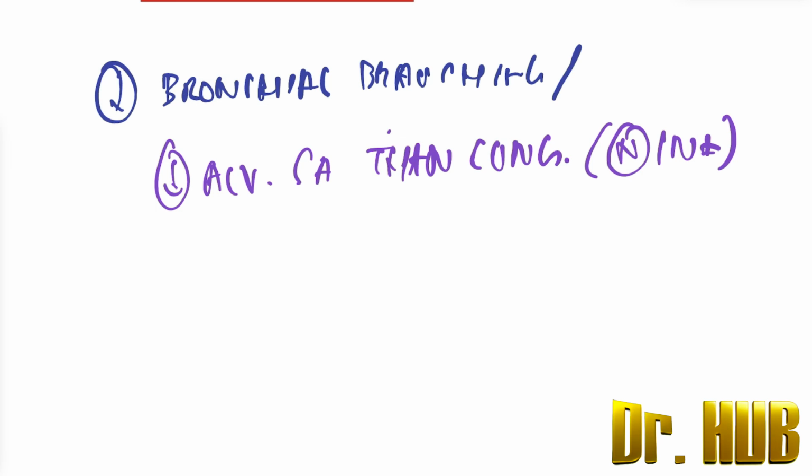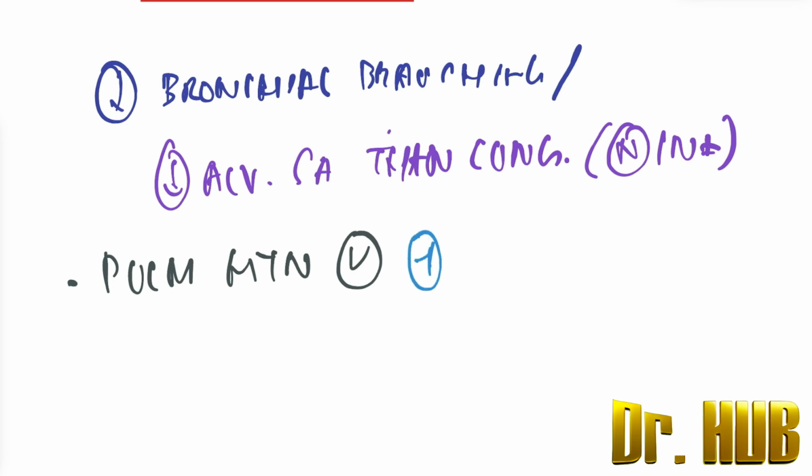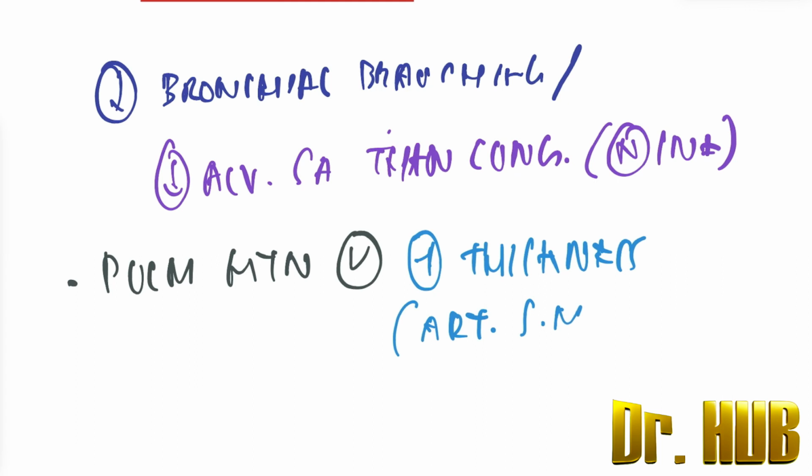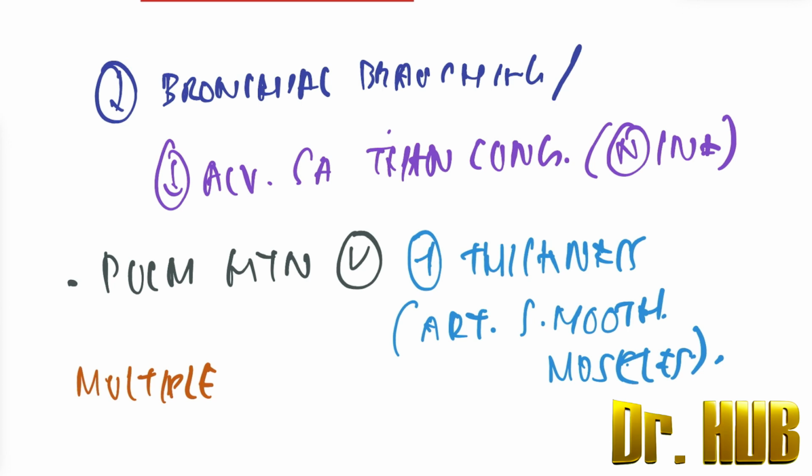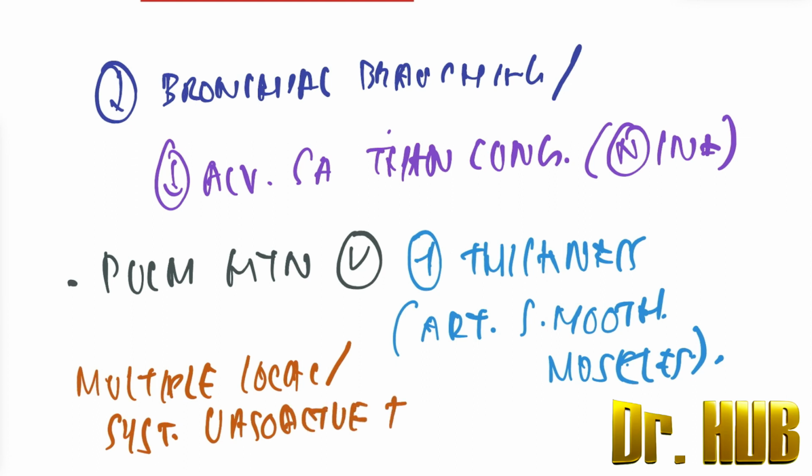Then pulmonary hypertension may also develop. This is due to the increased thickness of the arterial smooth muscles, and also by multiple local and systemic vasoactive factors.